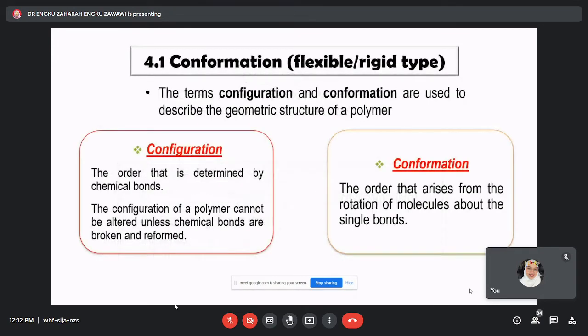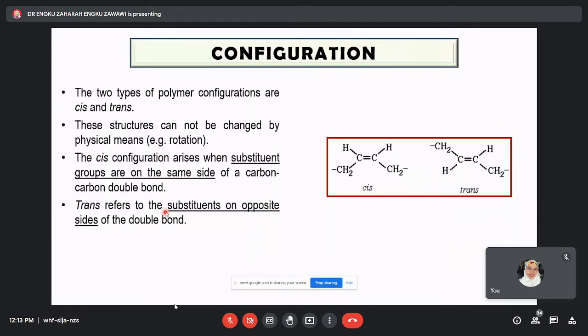Okay, so on the conformation, it is about the flexibility or rigid types. So the terms of configuration and conformation are used to describe the geometric structure of the polymer. So configuration ni ialah merujuk pada order that is determined by the chemical bonds. Meanwhile, the conformation is the order that arises from the rotation of molecules about the single bond. Okay, so untuk yang configuration, so familiar ni cis and trans. So ni ada dalam polymer lah. Polymer, for example, the natural rubber punya rantaian.